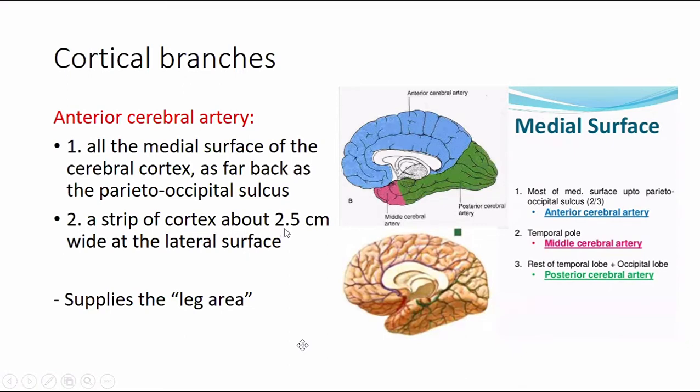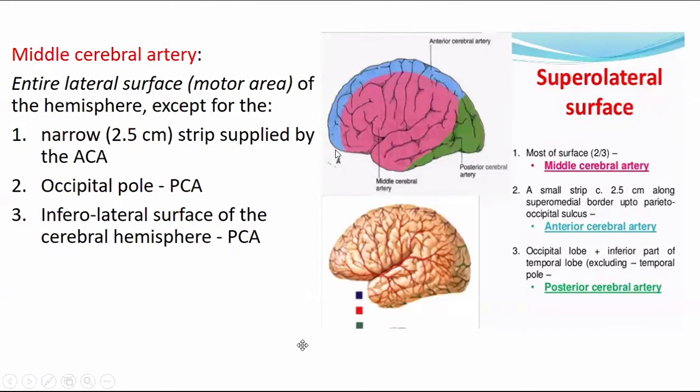Let me just show you very quickly. This is the lateral surface. The blue one is supplied by the anterior cerebral artery.